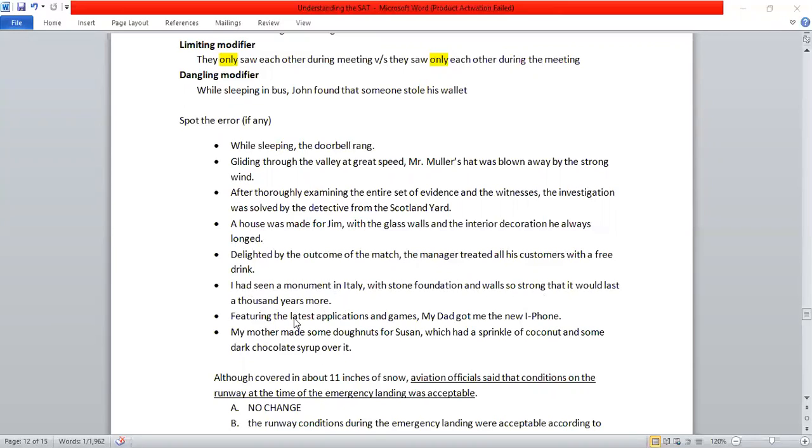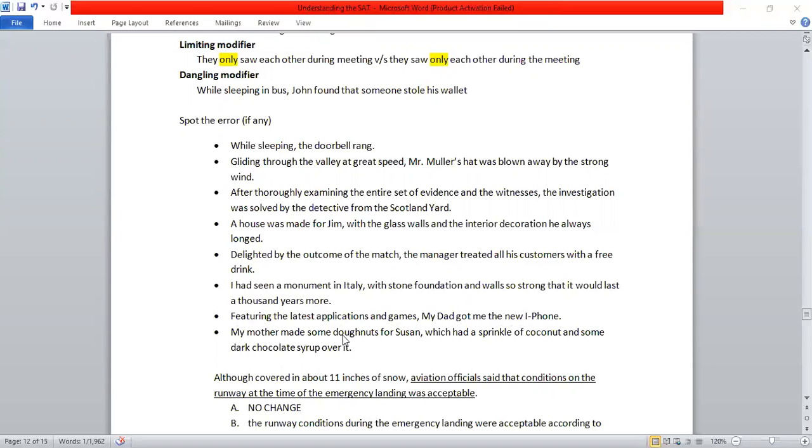Next, featuring the latest applications and games, my dad. So my dad features all the applications and games according to this one, not the iPhone. So you need to replace these two. Featuring the latest applications and games, the new iPhone was given to me by my dad. Or the other way, my dad got me the new iPhone, comma, featuring the latest applications and games. So you just put this featuring phrase after iPhone.